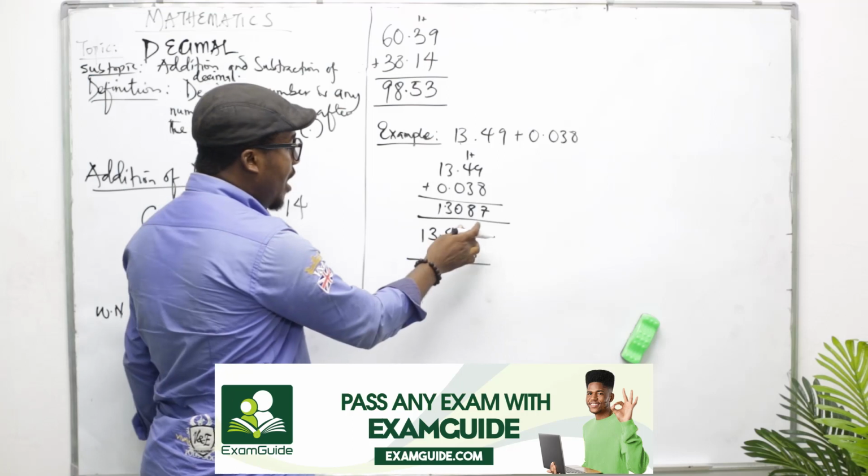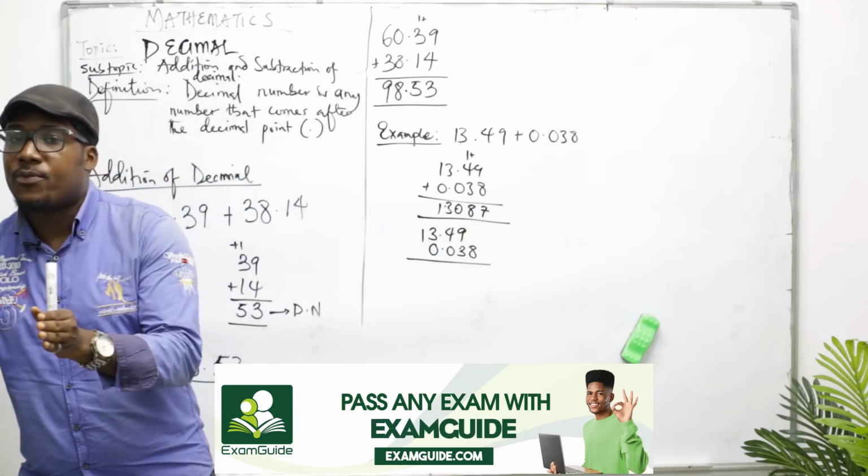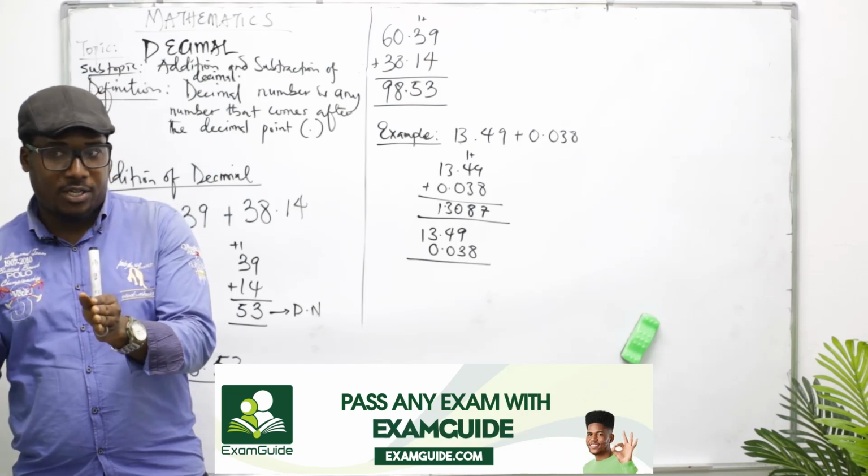What's the answer now? Let's assume, for the purpose of balancing, because there are 3 digits that come after the decimal point, 3 digits.